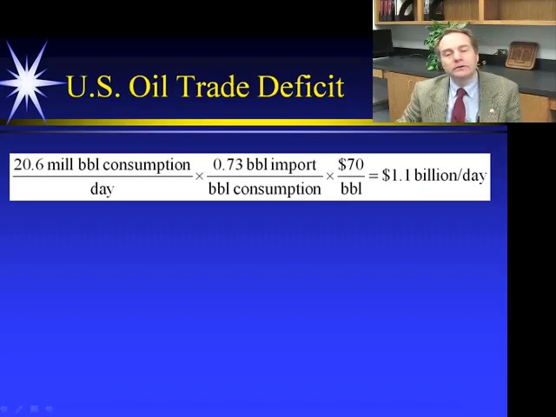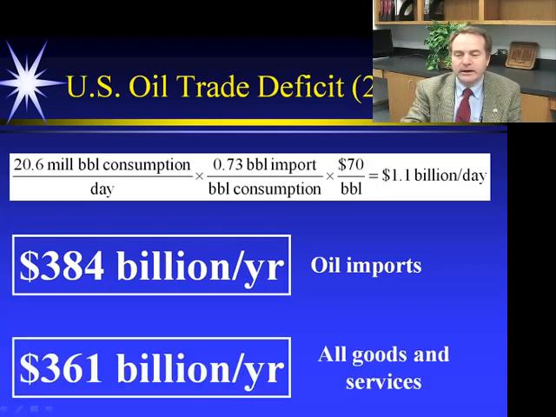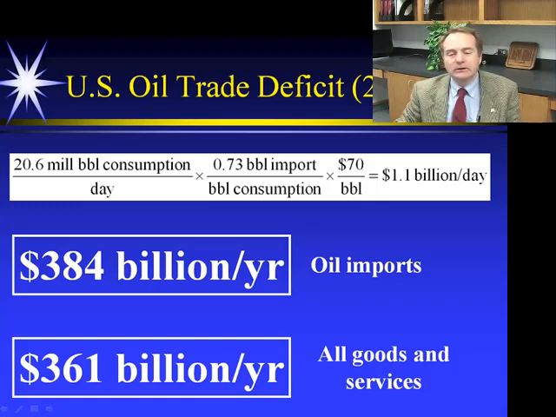Okay, so we import about 20.6 million barrels per day of oil. 73% of it's imported, and the current price is about $70 a barrel. So that means we're spending a little over $1 billion a day importing oil, which means on a yearly basis it's about $384 billion. And if we compare that number to our trade deficit, which is about $361 billion per year currently, you can see that if we could solve this energy problem, we essentially would not have a trade deficit.